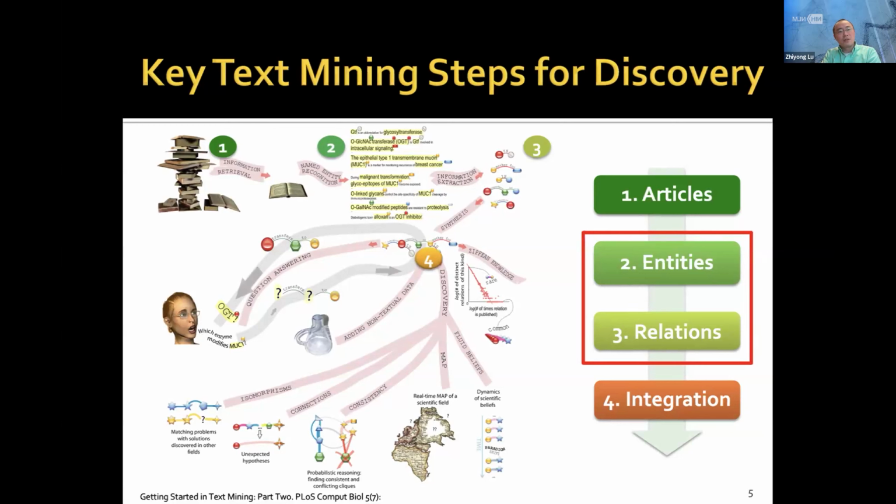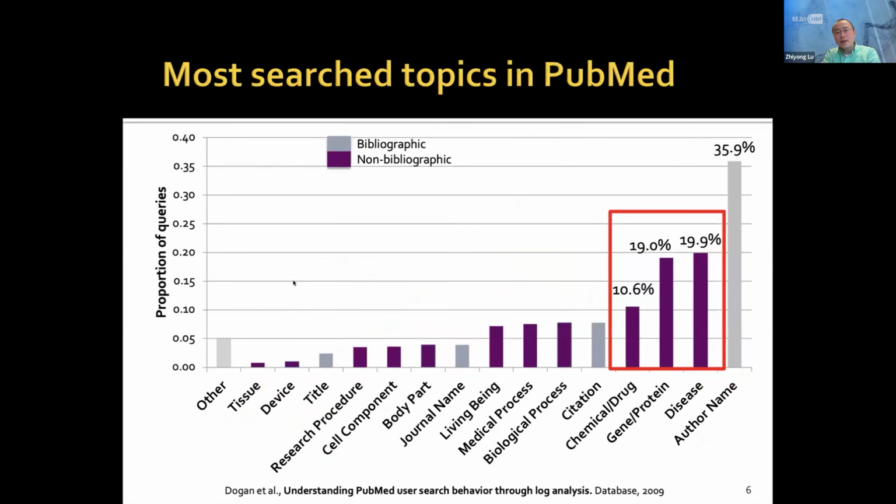We teach, for example, computers to read articles and then try to understand what are the important concepts or entities in biomedical literature, scientific publications, and what are the relationships between these entities. So in terms of entities that are important in biomedical research, I think everybody would probably agree, diseases, genes, and drugs and chemicals, these are the most important concepts.